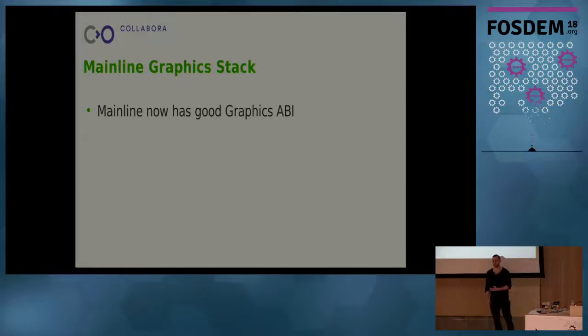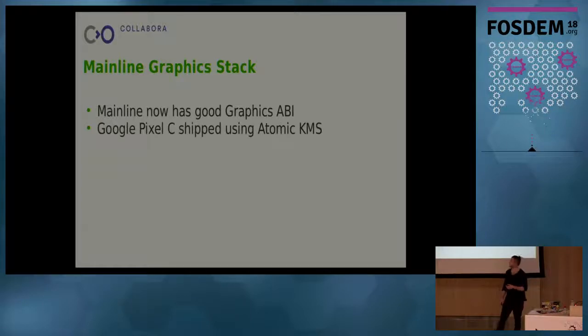Now that we got atomic KMS, the atomic KMS API for talking to the graphics subsystem of the kernel, we're full of the happy fuzzy feelings. And what Google actually did was to ship a device using KMS. So they took their own framework, Android Atomic Display Framework, and just threw it out and built the Google Pixel C, which is an interesting device because it uses the KMS API, but it also runs a closed source NVIDIA driver because there's no sufficiently good open source NVIDIA driver for their part.